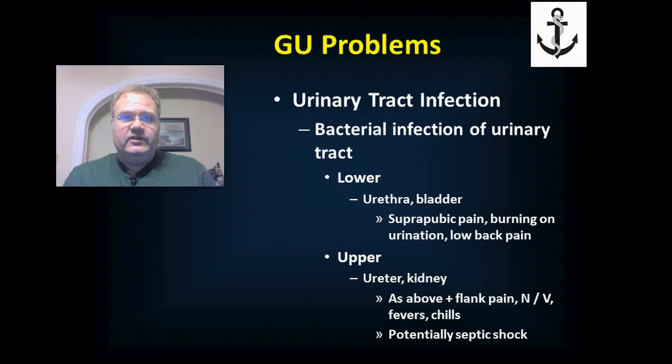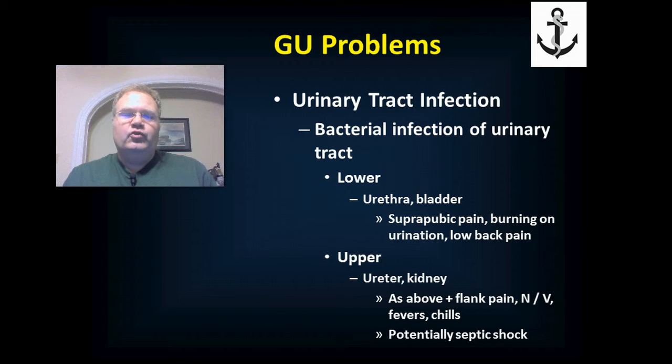Urinary tract infections are very common, particularly in women. The bacteria from the rectum can migrate forward, so the bacteria that normally live in your gut and are healthy there can get into the urethra, the little tube that connects the bladder to the outside world, and then the bacteria migrate up the urethra into the bladder. The typical presentation would be what's called suprapubic pain, so pain way down low in the abdomen, just above the genitals, with burning on urination and maybe some low back pain. That's the lower urinary tract infection, the urethra and the bladder.